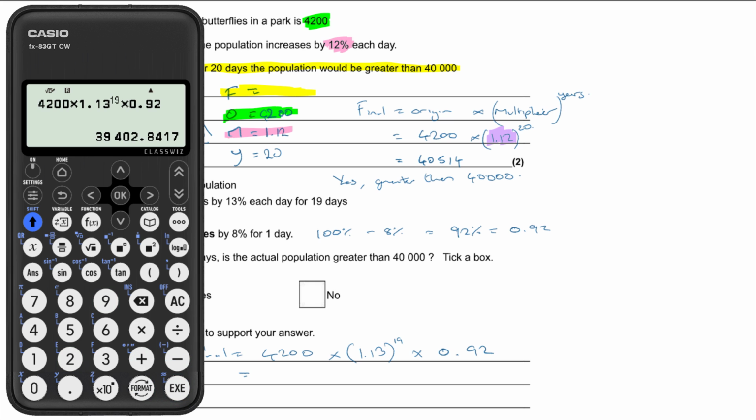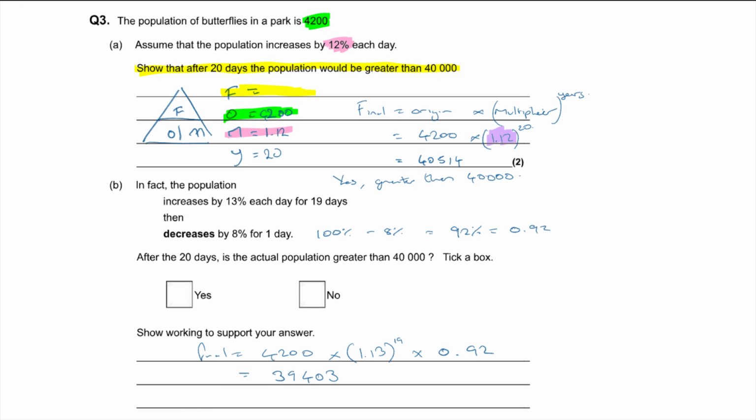Okay, it's slightly less, isn't it? So that is 39,403 after rounding, so that's 39,403 butterflies. So is the actual population greater than 40,000? No, it is not. Slightly less.